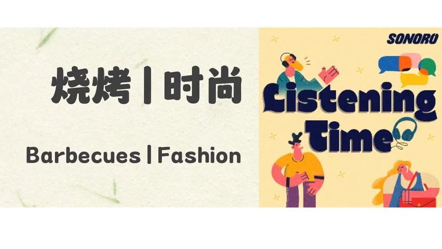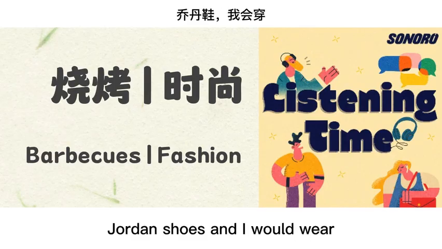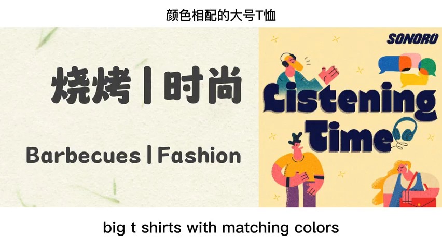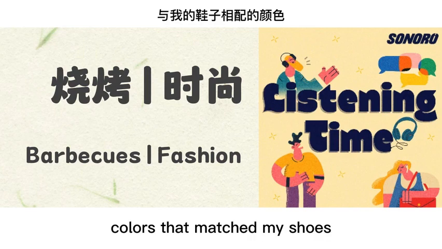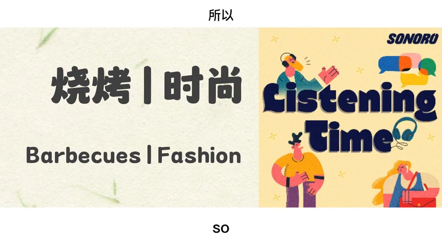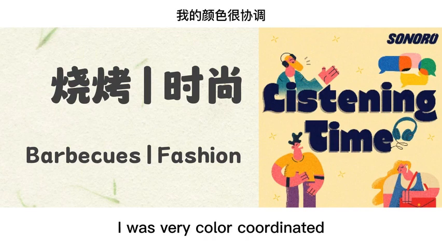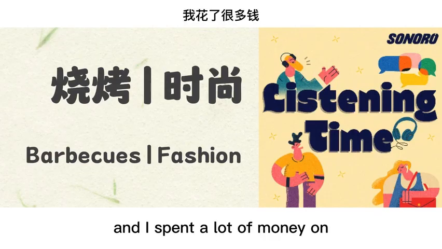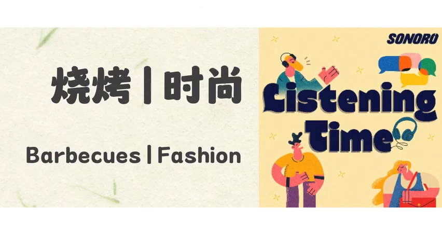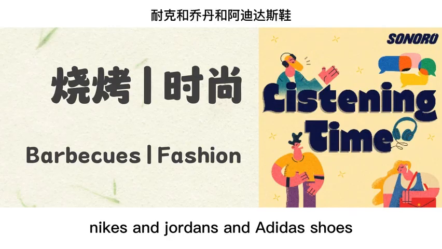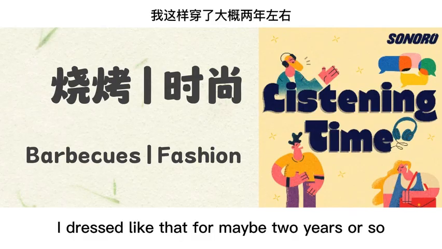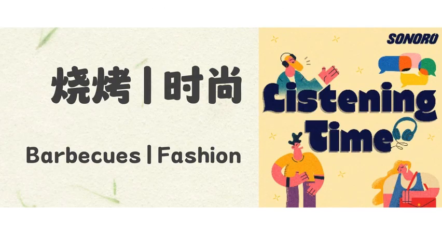So I would wear Nike shoes or Air Jordan shoes, and I would wear big t-shirts with matching colors, colors that matched my shoes. So I was very color coordinated, and I spent a lot of money on expensive Nikes and Jordans and Adidas shoes. I dressed like that for maybe 2 years or so.